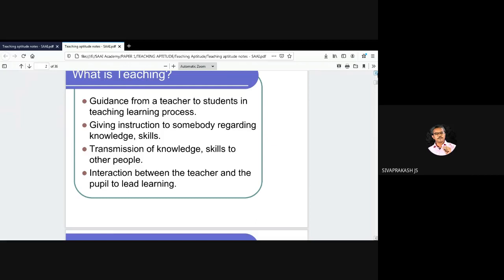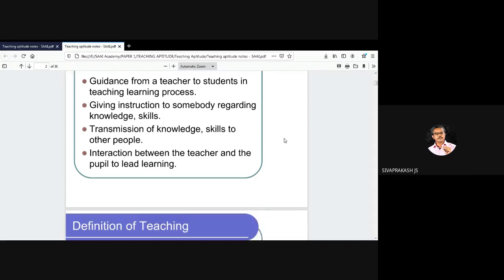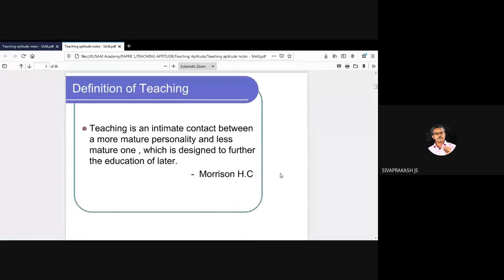Then the third meaning is that transmission of knowledge and skills to other people is called teaching. The fourth important meaning is that it is an interaction between the teacher and the student towards learning. So there are n number of definitions available for teaching.